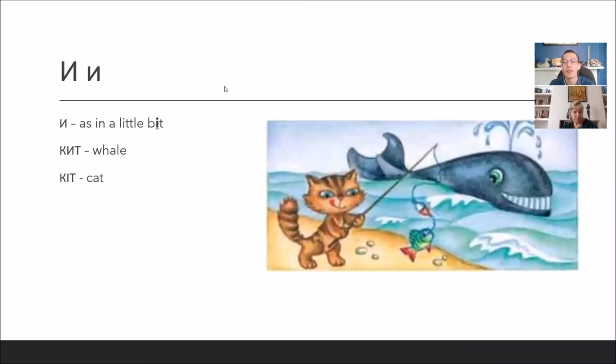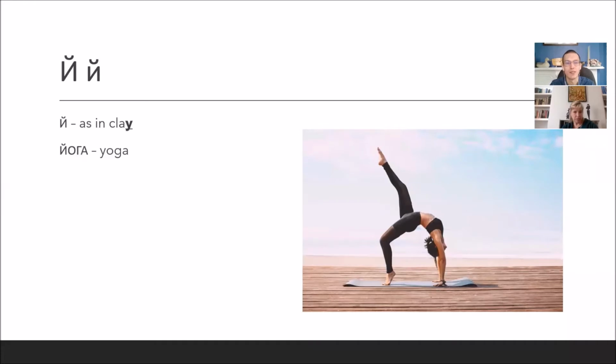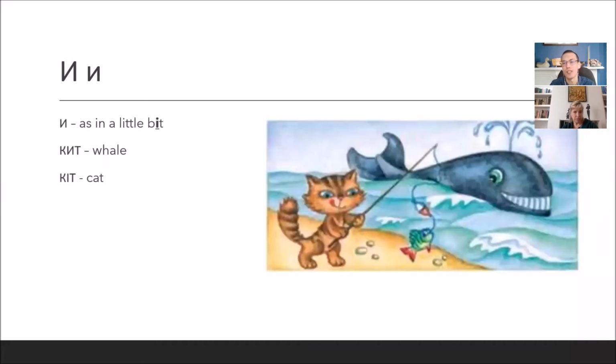The next letter looks like a backwards N, but don't let it trick you. It's not N, it's A. A very short sound, A. I always tell my students, if you want to pronounce it, imagine somebody kicked you in the stomach, and you're like, A. As in 'little bit', A.